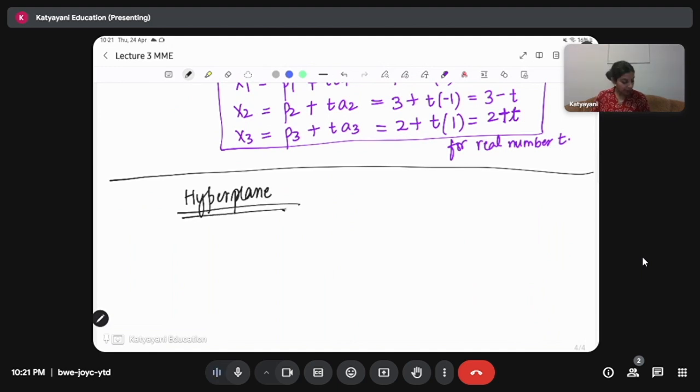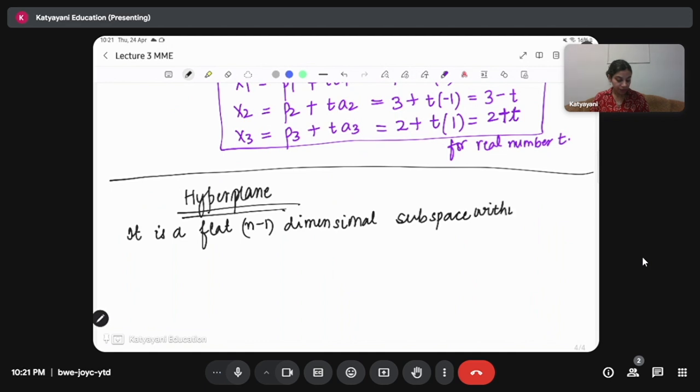Okay, so a hyperplane is any flat... I'll write down the definition for you first. It is a flat n minus 1 dimensional subspace within an n dimensional space. So what does it mean?